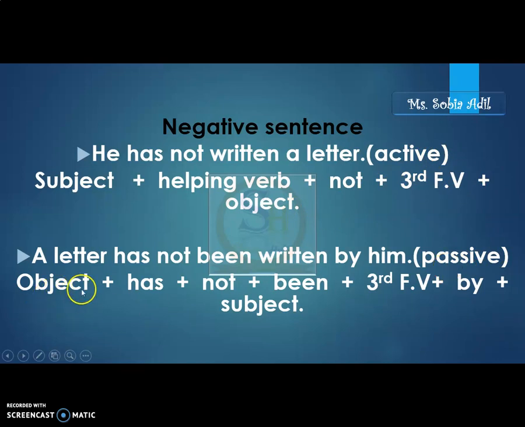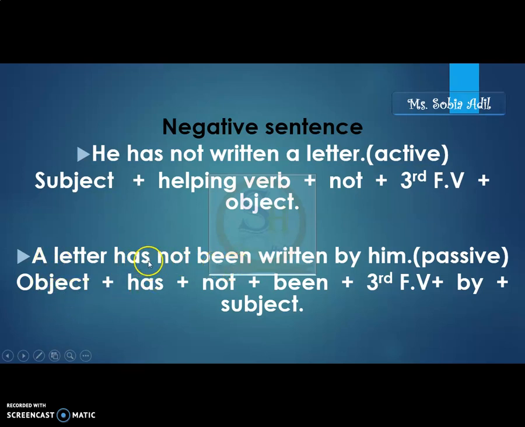But when we are to change this into passive voice, we change the structure as well. We write first object, that is a letter here, right? Then comes helping verb. Now you are to use a half helping verb here because we are talking about the negative sentence. So you need to write not between has been or have been, right? You cannot say has been not or have been not. So you need to follow this structure.